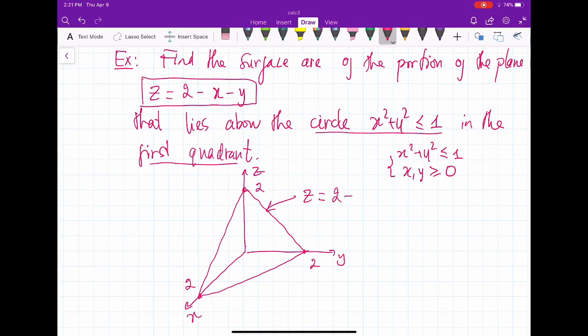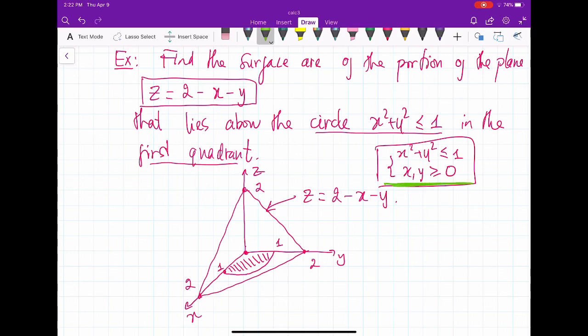Z equal to 2 minus x minus y. And on the xy plane, we have a circle with radius equal to 1 and center at the origin. So we consider only the first quadrant. I would have the following one. Here's 1, here's 1, and that is my region in here.